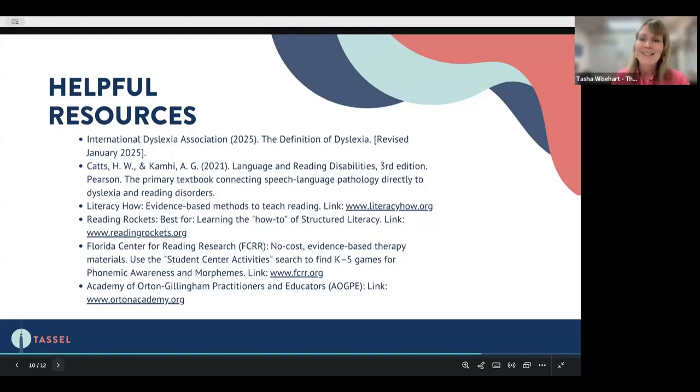And Reading Rockets, that's a fun title. I love that. That's another structured literacy link, and it's not just reading. They talk about different comprehension strategies, so that's been useful. And of course, the Florida Center for Reading Research is amazing. That's another way to come up with phonological awareness games and different activities you can do with students, and it's no cost, which is great. And then that's the link for the Orton-Gillingham Academy at the end, if you want to check that out and see what that's about. Those are all really helpful links that I've used and can recommend.